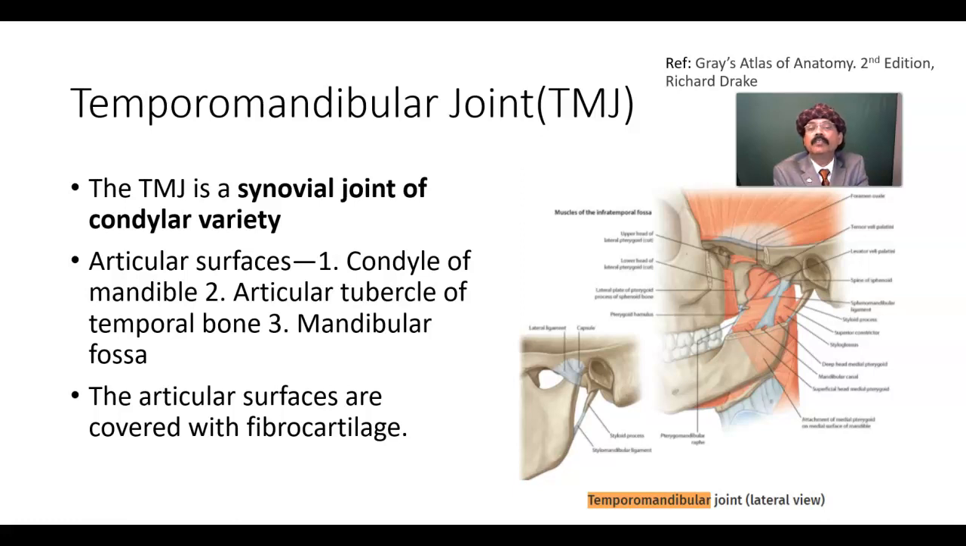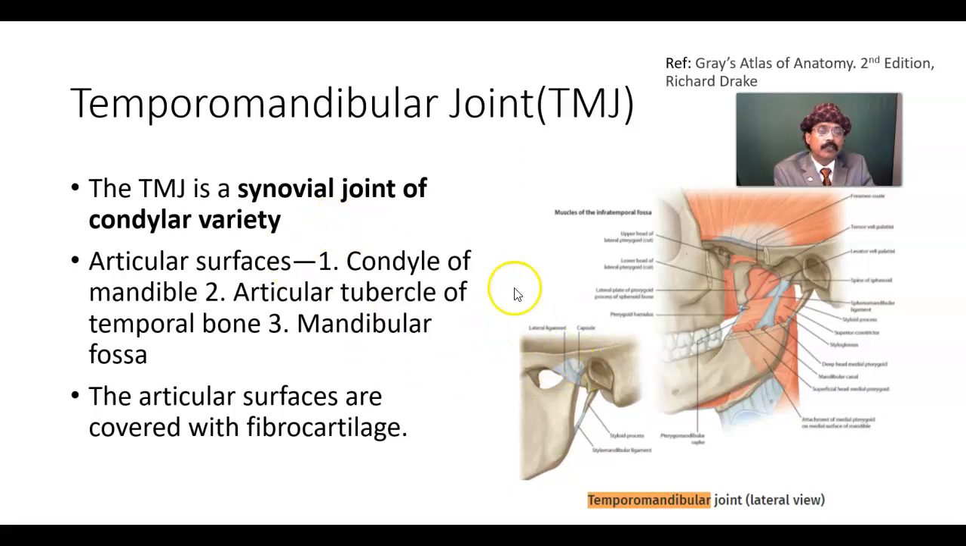The TMJ is a synovial joint of condylar variety. It has articular surfaces. These are the condyle of the mandible, that is the head of the mandible, articular tubercle of the temporal bone, and mandibular fossa of the temporal bone. The articular surfaces are covered by fibrocartilage. They are not covered by hyaline cartilage. So this is a synovial joint of condylar variety. We may also accept it as a modified hinge type of synovial joint.